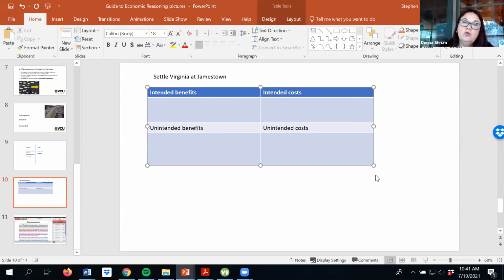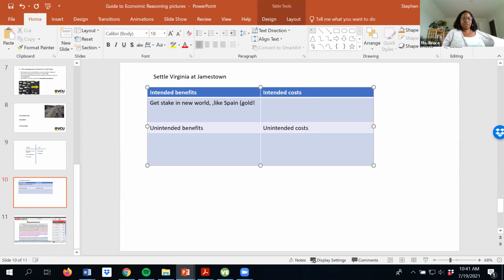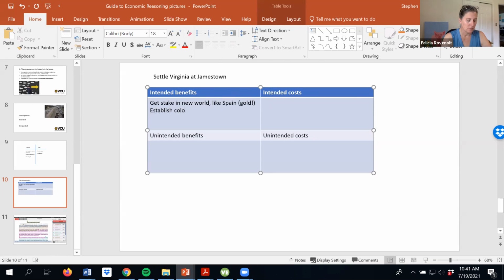They want to get a stake in the New World like Spain has. Yeah, I was going to say establish a colony. Okay. What's another intended benefit? Well, let's go through this quickly. I think get gold like Spain had. Gold was top on their mind, wasn't it? What's the cost they knew they were going to incur?